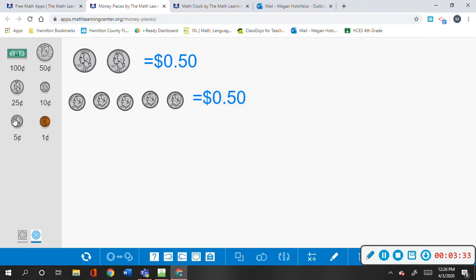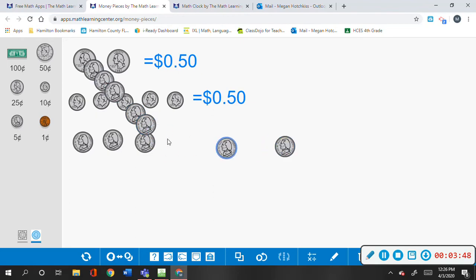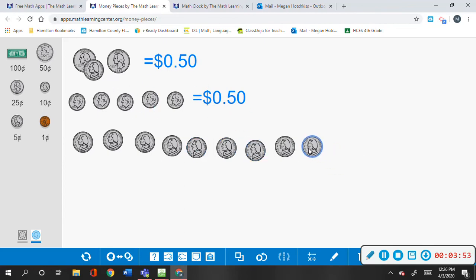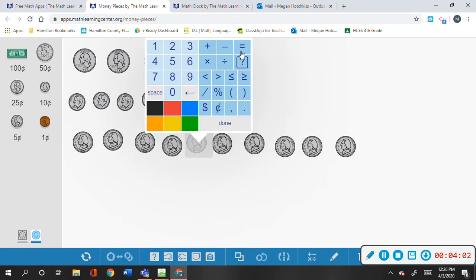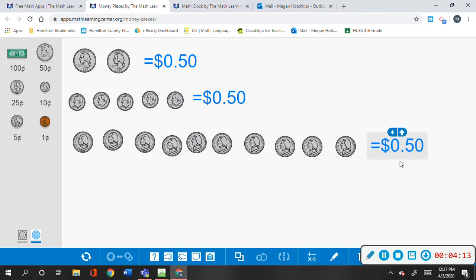We could say 5, 10, 15, 20, 25, 30, 35, 40, 45, 50. Boom, boom, boom, boom. Bear with me. I'm just trying to show you. So this is 3 different ways we can make 50 cents with quarters, dimes, and nickels. Equals 0.50. There we go.